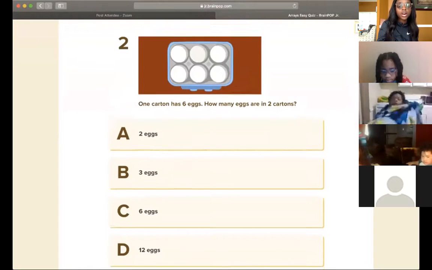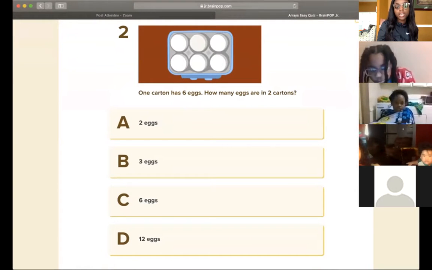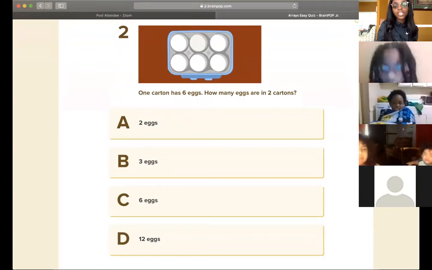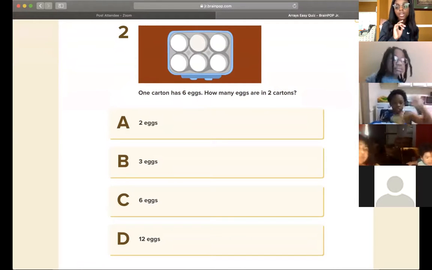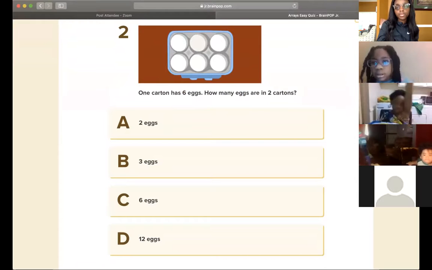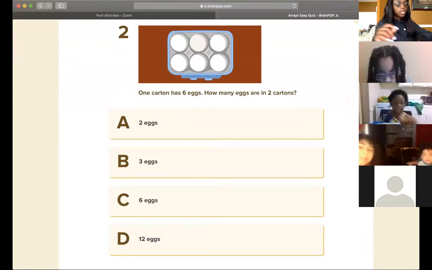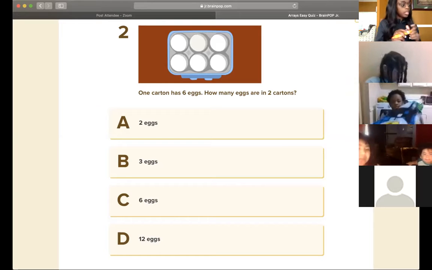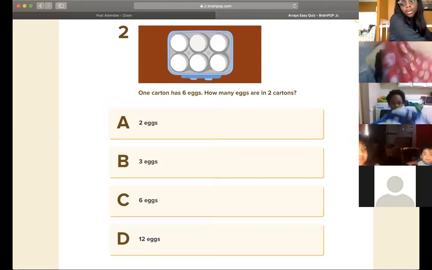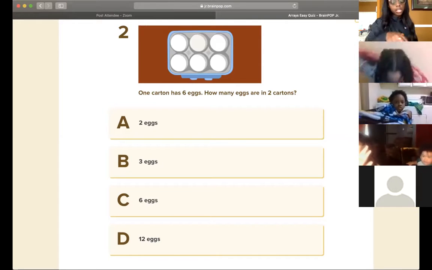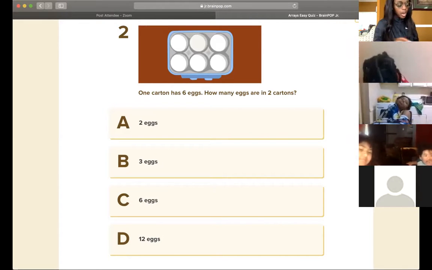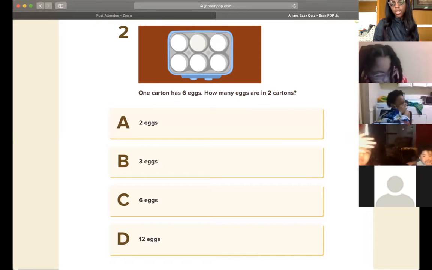It says 1 carton has 6 eggs. So how many eggs are in 2 cartons? So this is 1 carton and it has 6 eggs. How many are in 2 cartons? If you need to draw it first, then that's fine. I'm just gonna use the back of my piece of paper. If I know that 1 carton has 6 eggs, how can I figure out how many 2 cartons have? Caitlin, what do you think?